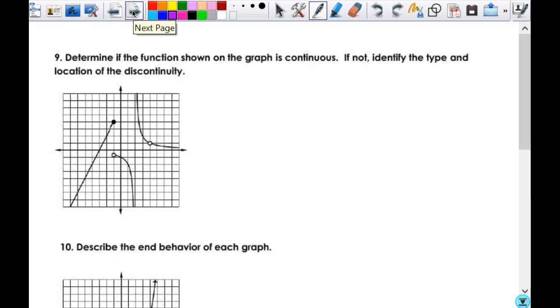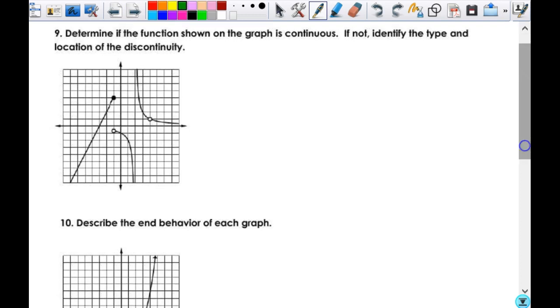Okay. All right. Number 9 says determine if the function shown on the graph is continuous. If not, identify the type and location of discontinuity. All right, so I identify continuity by this. I start at the far left side, my smallest x I can get to, and I trace along the function. If I have to pick up my pencil at any point, then it's discontinuous. So it is discontinuous here, because I have to jump from here to here. That is jump discontinuity. Do not just write jump. It is jump discontinuity.